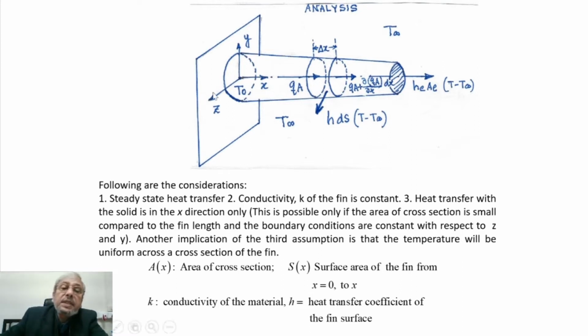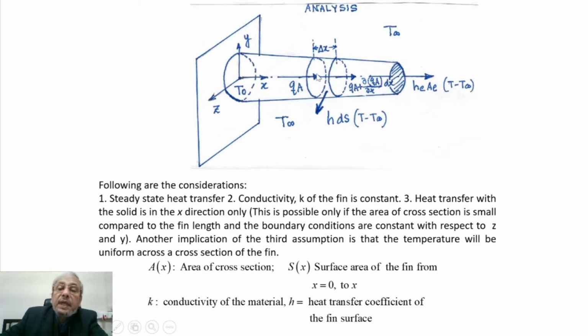So here you can see this is the base which is having a temperature T0, and this is the extended surface. And on the extended part at any distance x, if we take a cross section, the heat transfer rate is Qa, and delta x apart we take another cross section. Heat transfer rate is Qa plus dQa/dx into delta x, since it is delta x apart.